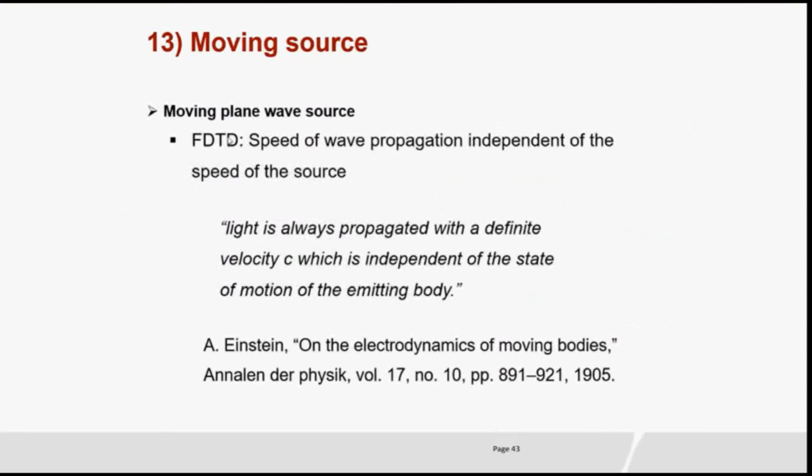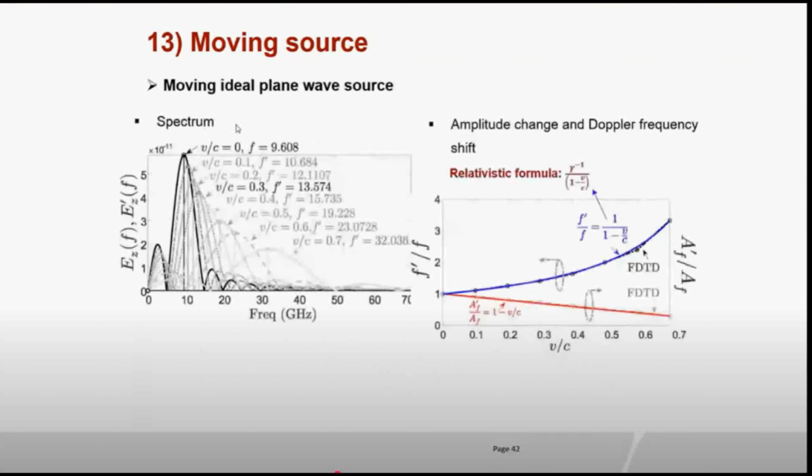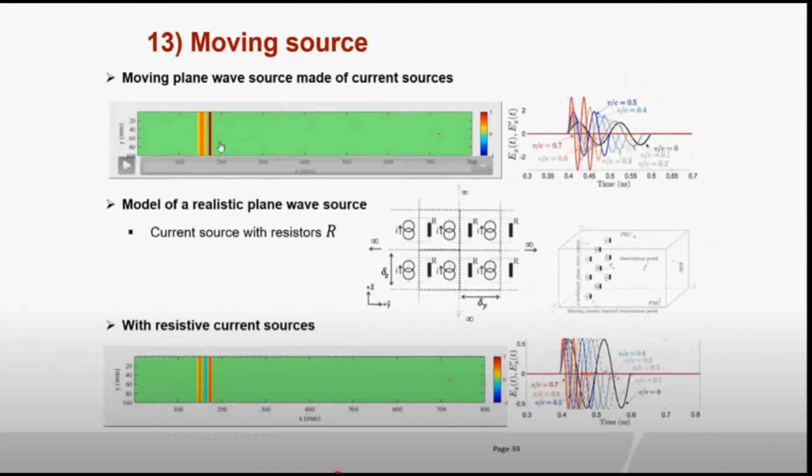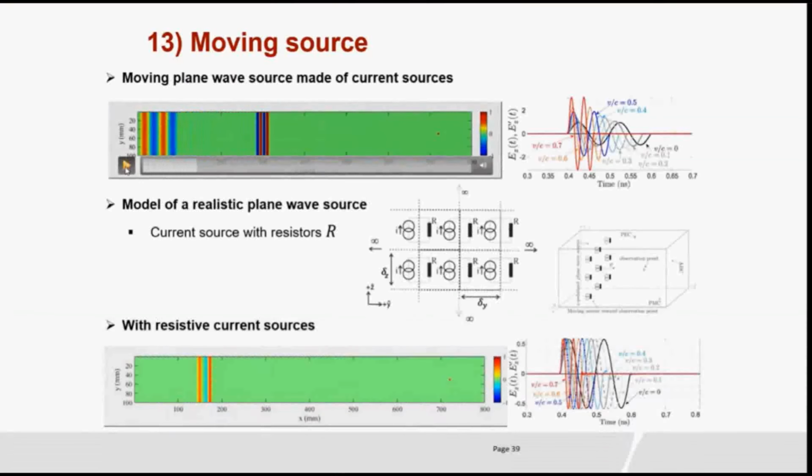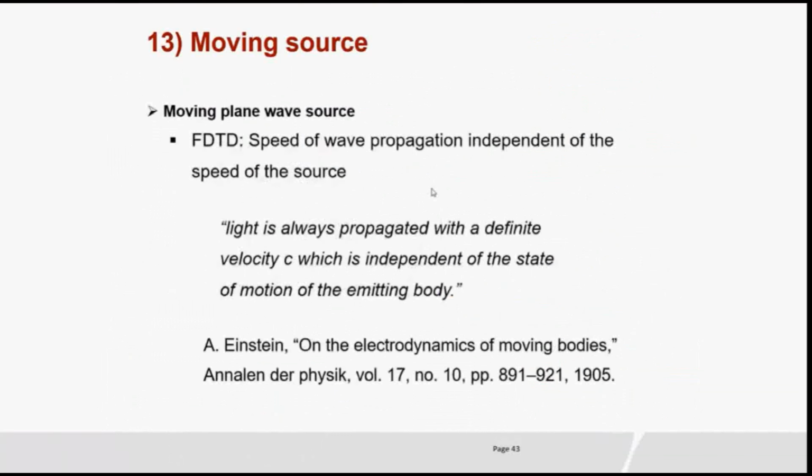Now let's talk about the moving plane wave source. I didn't talk about that before. You can see both this one and this one are propagating at the same speed. So the speed of the source didn't change the speed of propagation of the wave. That is what we can see numerically. So this is in agreement with the postulate.